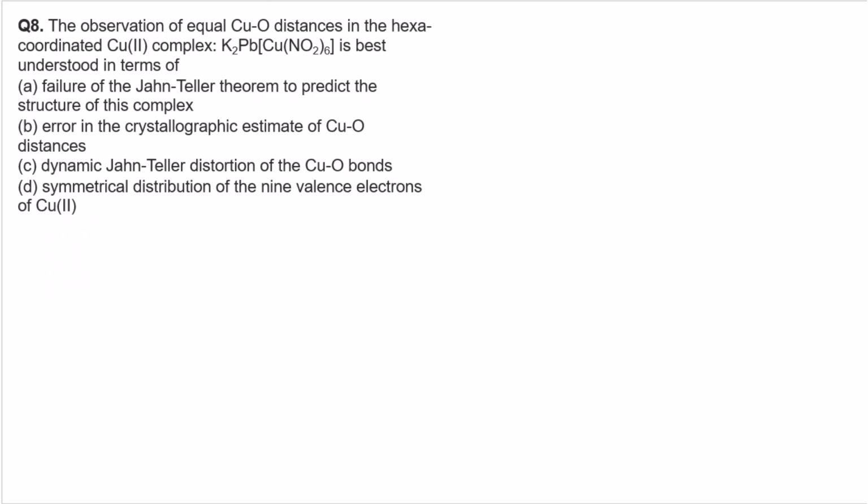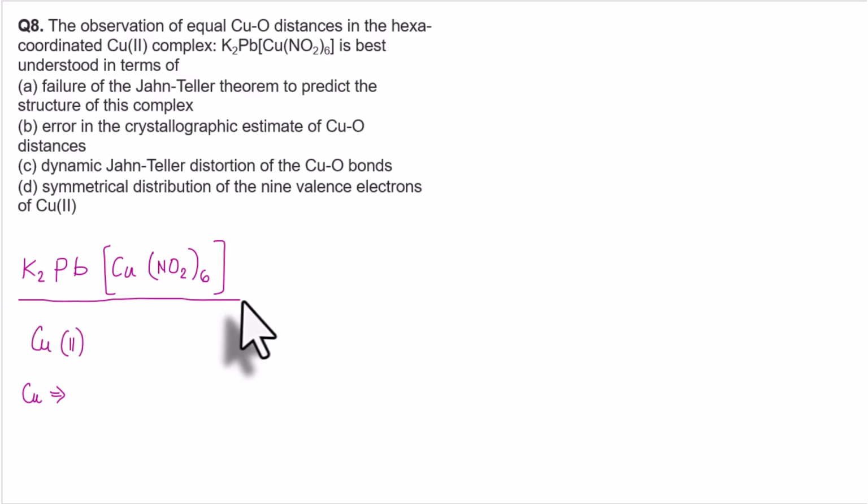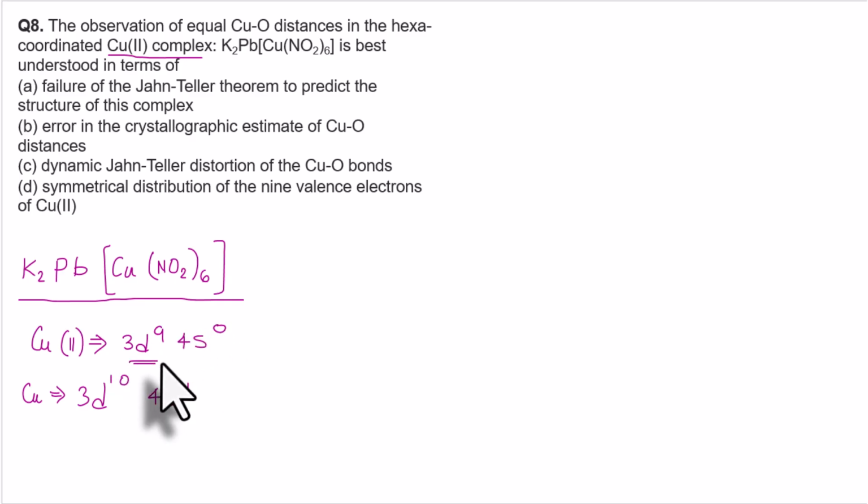Okay, first let's understand what the question is trying to say. In this question, we have this complex K2Pb[Cu(NO2)6], and the question itself says that copper is in the +2 oxidation state. So first of all, we have to get the valence electronic configuration of copper. In the ground state, copper is 3d10 4s1. And in the +2 oxidation state, it becomes 3d9 and 4s0. So we have d9 electrons.